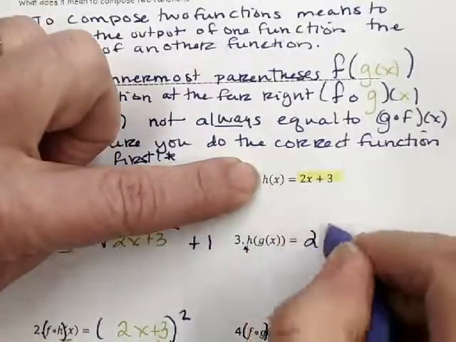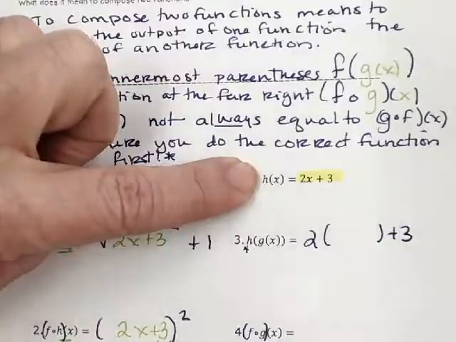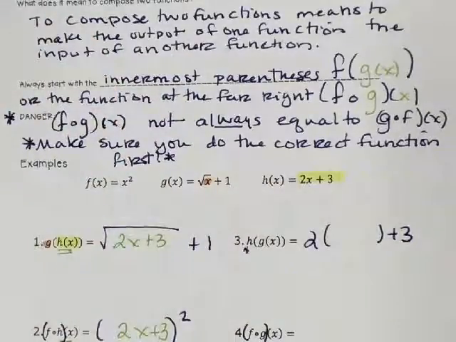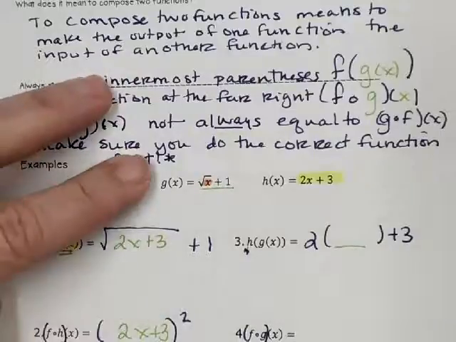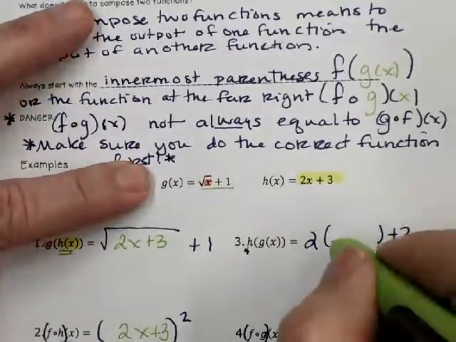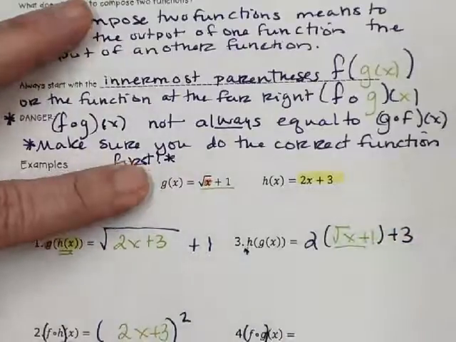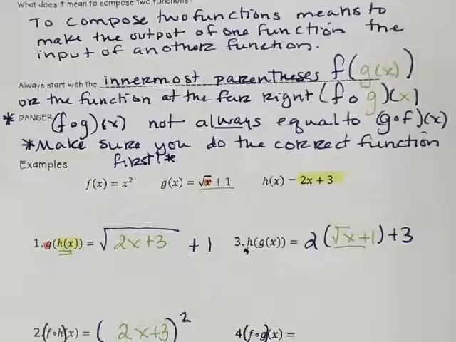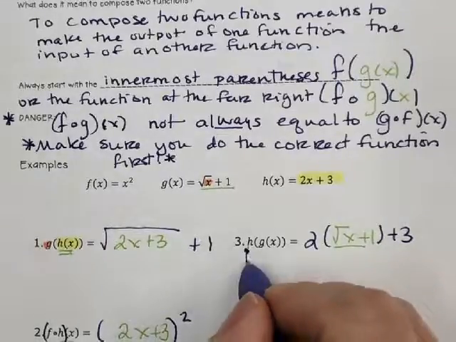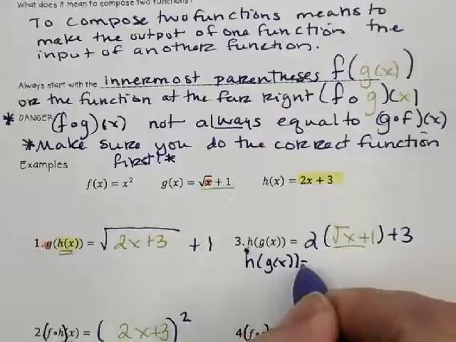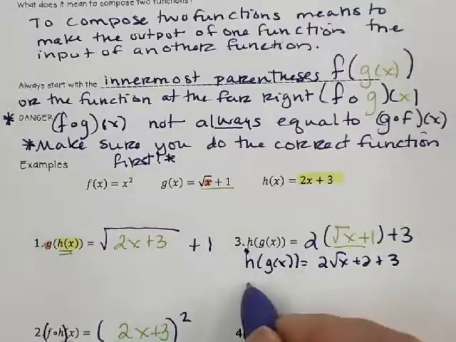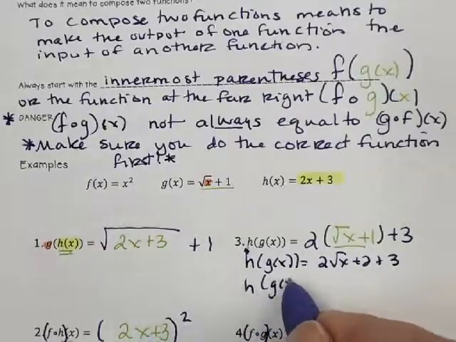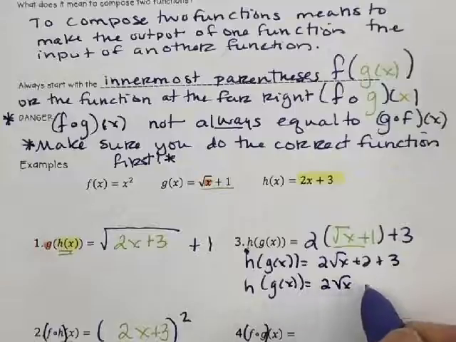It's 2x plus 3. That's the h function. That's the one that you're going to compose the other one into. And this function is going to go right here, because that's the g function. And so it's the square root of x plus 1. We can simplify this because I can distribute that too. And so h of g of x is 2 times the square root of x plus 2 plus 3. And then I can combine like terms. H of g of x is 2 times the square root of x plus 5.